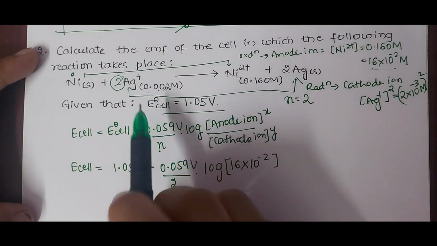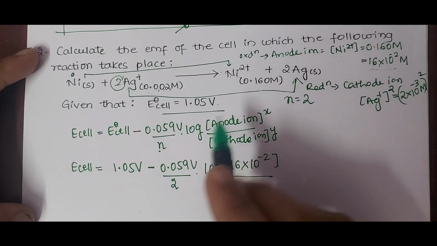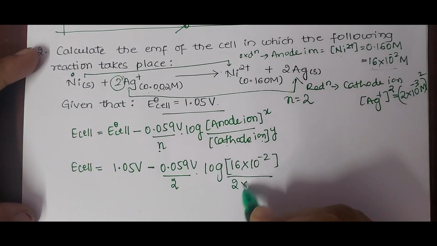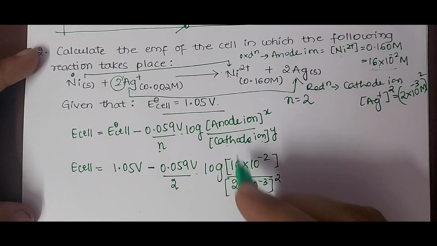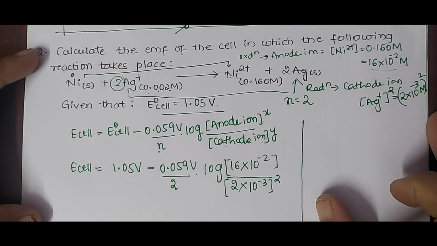How many moles of anode ion are there? Nickel has only one mole, so we will keep it as it is. Next cathode ion, how many moles are there, 2 moles, and its concentration is 2 into 10 to the power minus 3 the whole raised to 2. Let us simplify this log on the side and then we will substitute its value.